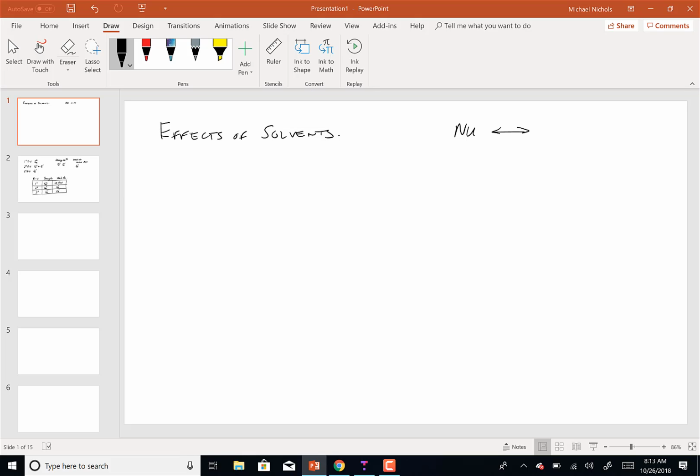Horizontally. The size of the molecule, is that horizontal or vertical? Someone help her out. Is the size of the molecule, is that horizontal or vertical? Vertical? So that's vertical, and that's what we called what? Starts with P. Polarizability. And that's size.